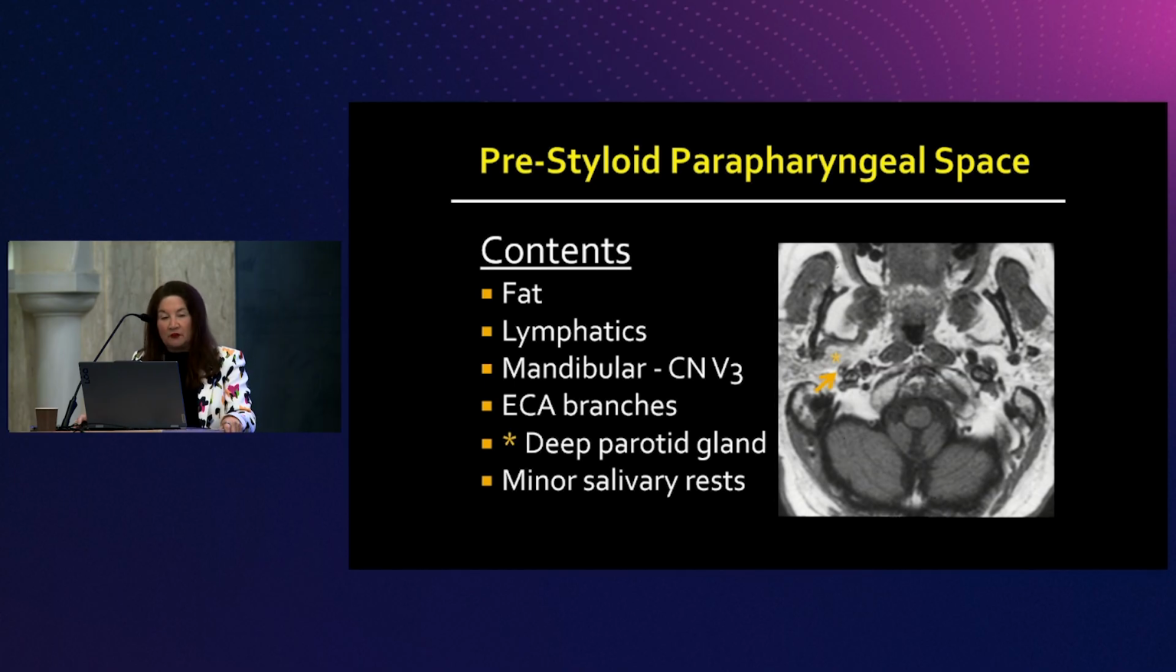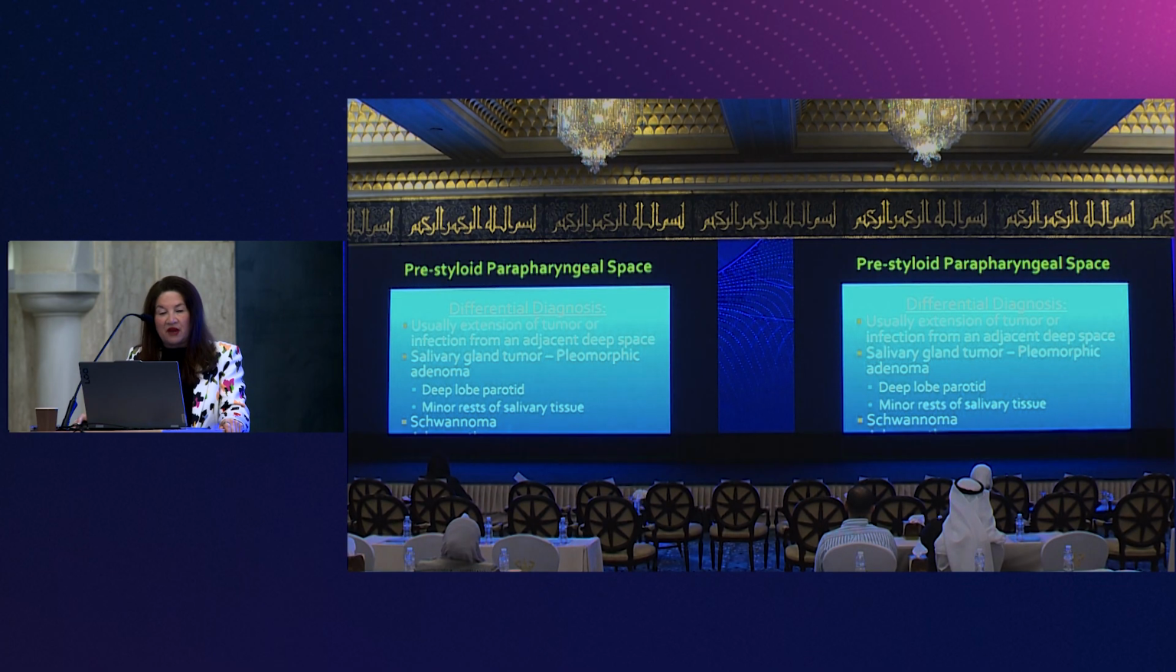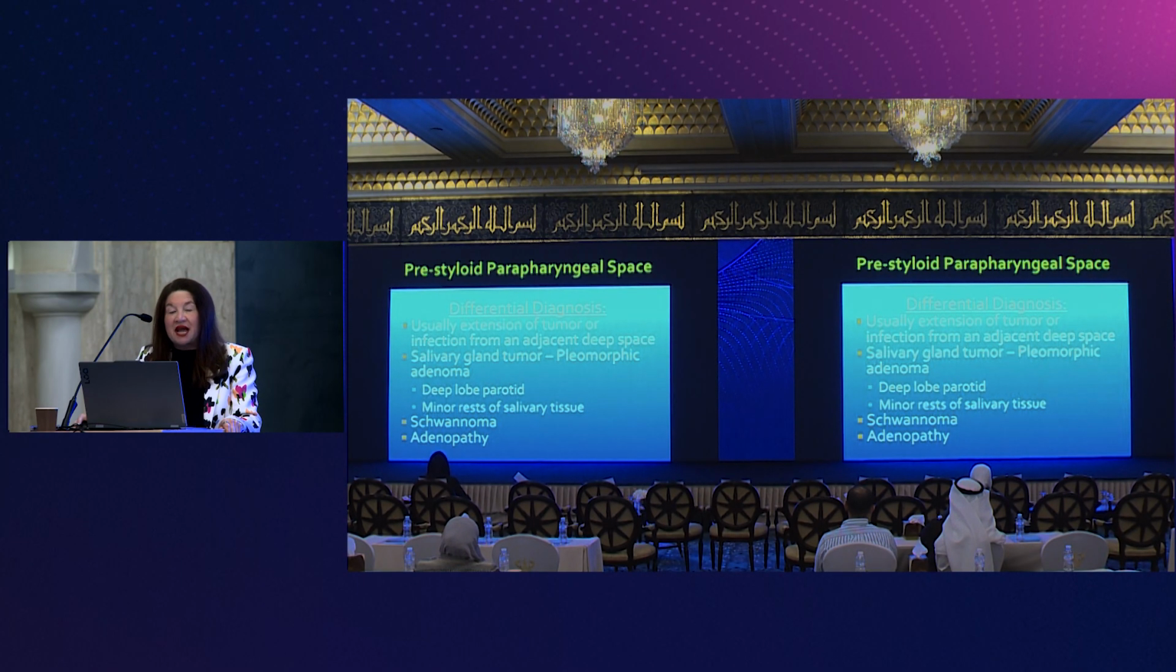So again, the most important thing is when you see a skull-base mass is to stop and get it in the right anatomic compartment. So the prestyloid parapharyngeal space has fat, it's got lymphatics, it's got the 3rd division of the trigeminal nerve, it's got external carotid artery branches, it's got the deep lobe of the parotid gland here with the asterisk, and it's got the stylomandibular tunnel, the styloid process, and you also have rest of minor salivary tissue, little bits of salivary tissue that not only go throughout the mucosa, but also sit down in the prestyloid parapharyngeal space.